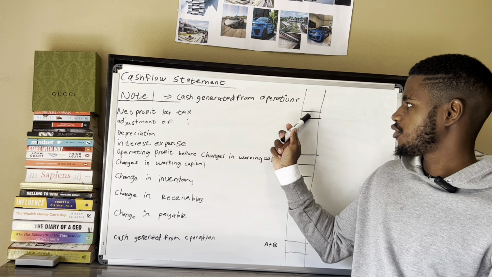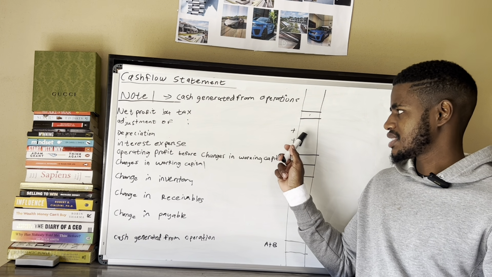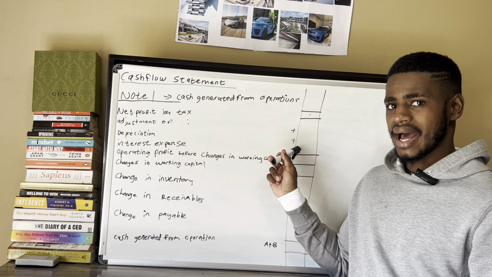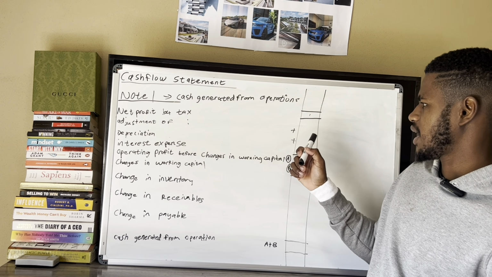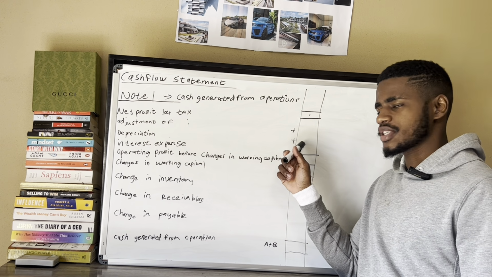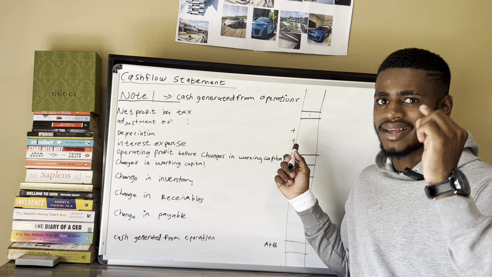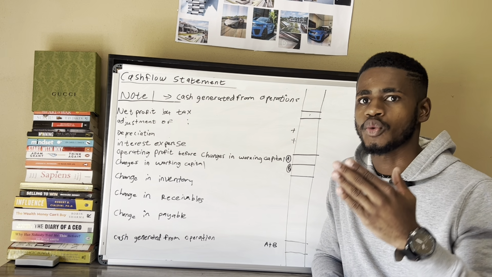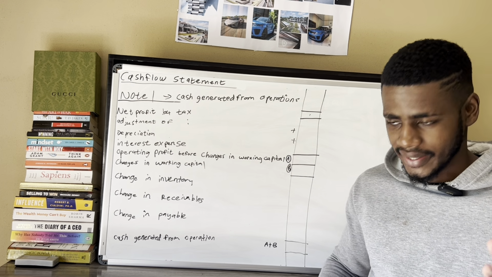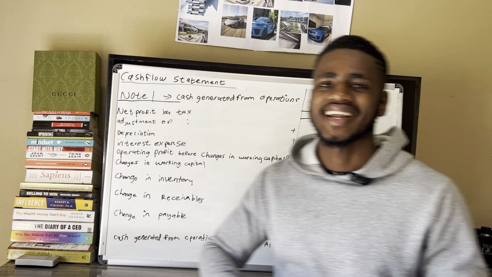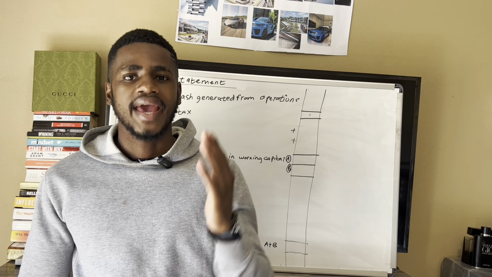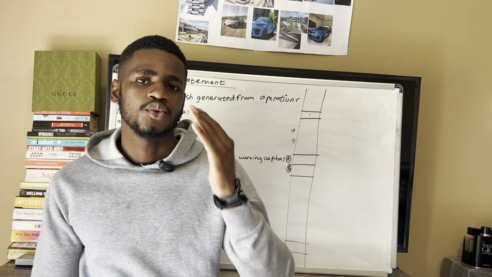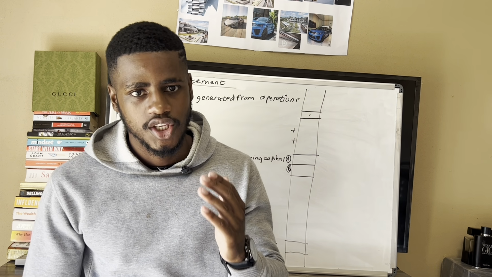So we say net profit before tax plus depreciation plus interest expense, because we'll be showing interest expense on the face of the cash flow. Interest expense, we add it back because it is an important expense that we'll need to show separately. So first, let's start again. We start with our net profit before tax. We add depreciation and we add interest expense.